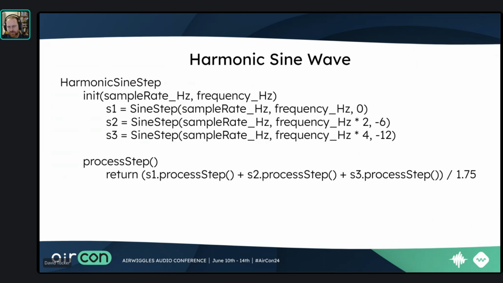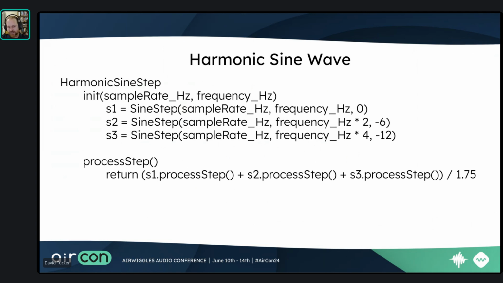So the 1.75 is there because if you call the dB to wave function that we listed earlier, dB to wave of 0 dB, it returns a value of 1. The dB to wave of minus 6 dB returns a value of 0.5. And dB to wave of minus 12 dB returns a value of 0.25. So if you sum those three numbers together, you get 1.75. And that's a measure of how much energy we are generating.